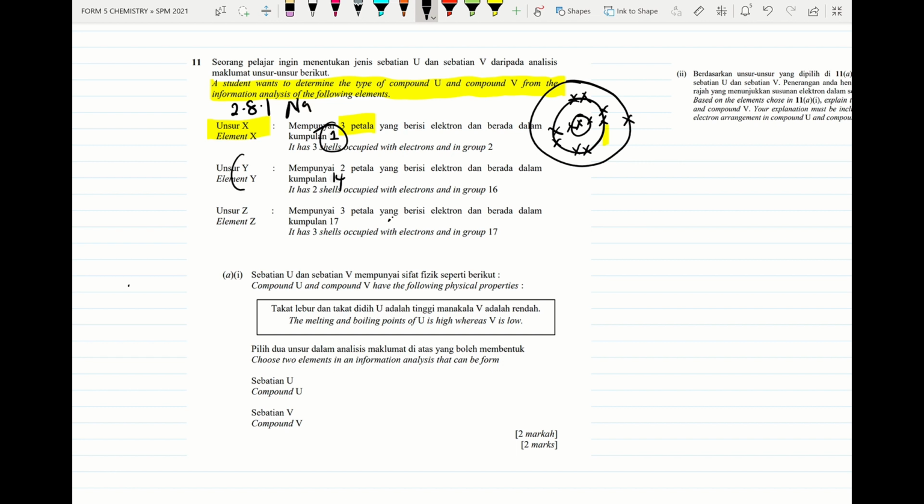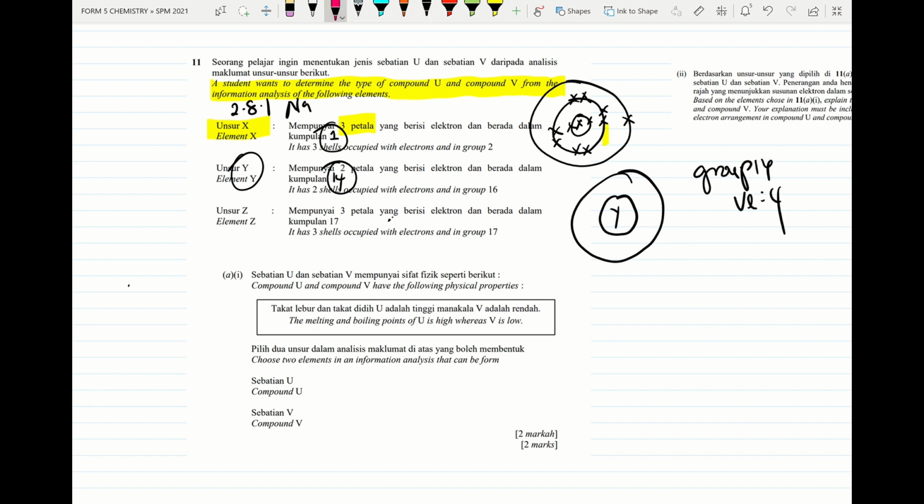We check element Y. It has two shells, so I go for first shell, second shell. It has 4 valence electrons, group 14. Please remember, group 14 has 4 valence electrons. So I put here valence electrons 1, 2, 3, 4. The first shell has 2 electrons. That means element Y is 2.4. 2.4 will be a carbon atom.